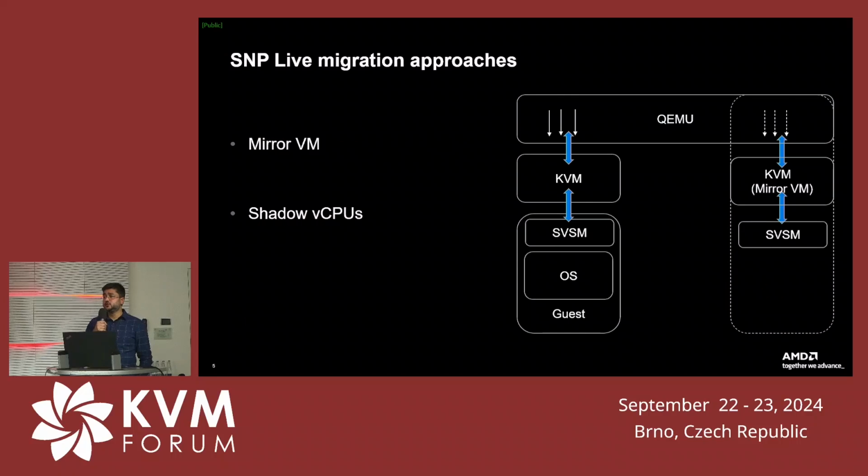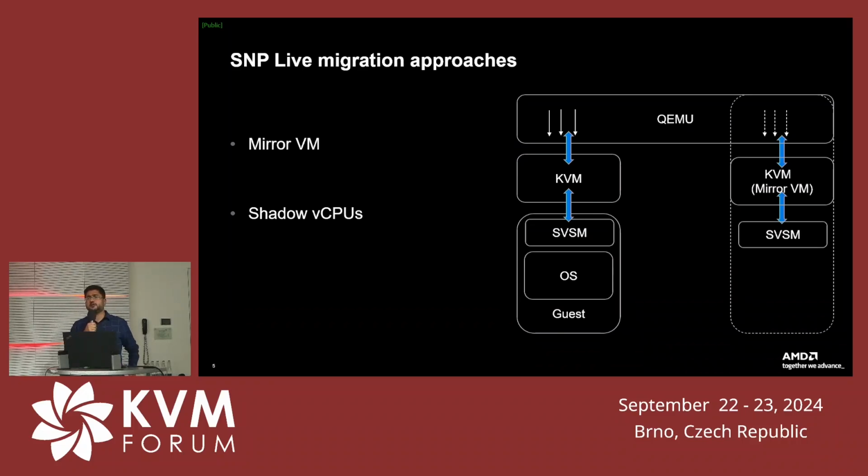For this, two techniques we are considering. First one is the mirror VM technique, and the other is the shadow vCPU. And as I said, both these techniques use additional vCPUs, but the way they create these additional vCPUs is a bit different for both these approaches, and we will see them in coming slides.